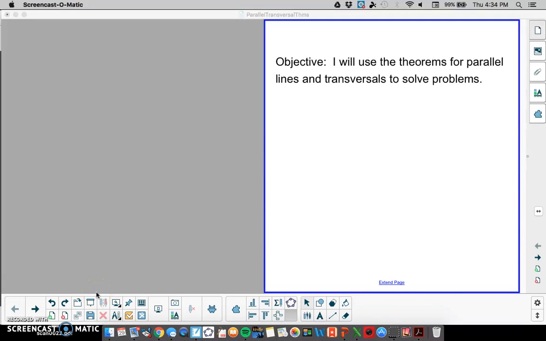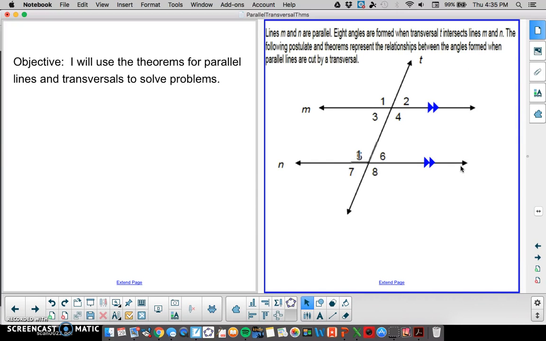In this video, we're going to use the theorems for parallel lines and transversals to solve problems. The important word in our objective is that word parallel. In our investigation in class, we noticed a difference in which angle pairs were congruent and supplementary when lines were parallel or when lines were not parallel.